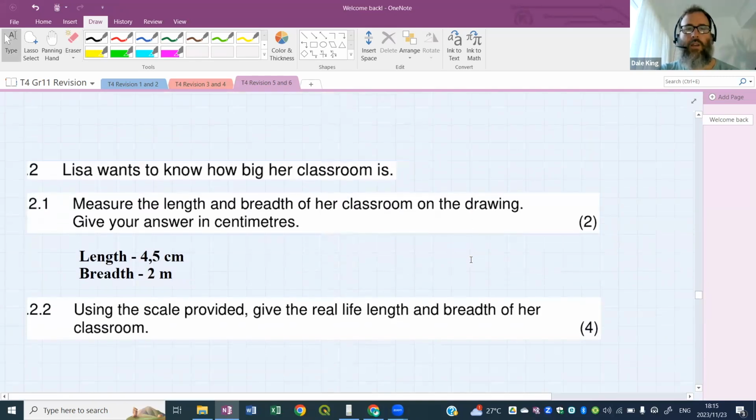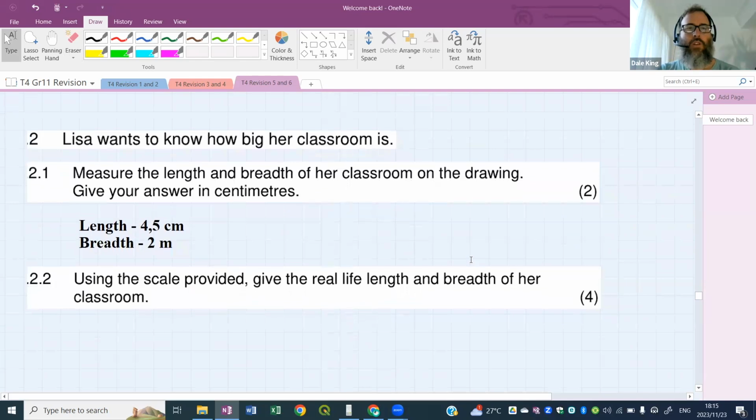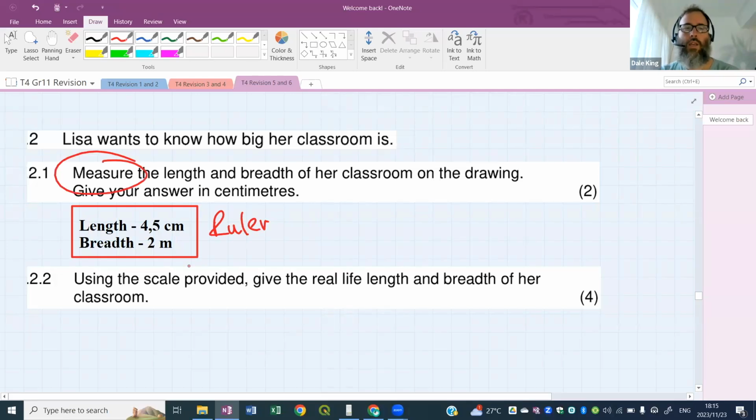Question number 2. Here we go. Lisa wants to know how big her grade 1 classroom is. Measure the length and breadth of a classroom on the drawing. Give your answer in centimeters. Now, obviously, you can't measure this. I've done it for you. So I've given measurements here. And obviously, these measurements are with a ruler. So when they say measure, you're using a ruler here.